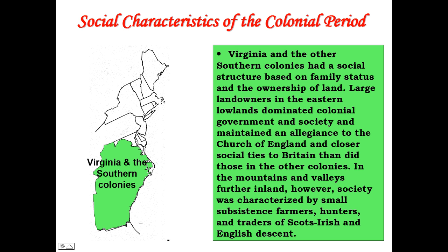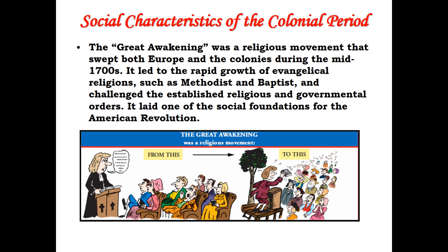One last thing to talk about in terms of society, and that was the Great Awakening. The Great Awakening is a religious movement that swept both Europe and the colonies during the middle of the 1700s. In the colonies, it leads to the rapid growth of certain religions. We call them evangelical religions, Methodist, Baptist, and these religions are going to challenge the established order of the day, the established religious order, the old churches. So they challenged the old churches like the Church of England, and they also challenged the way that people were governing at the time. And some historians see a link between the Great Awakening and the American Revolution.